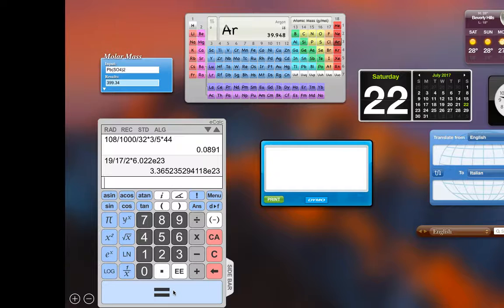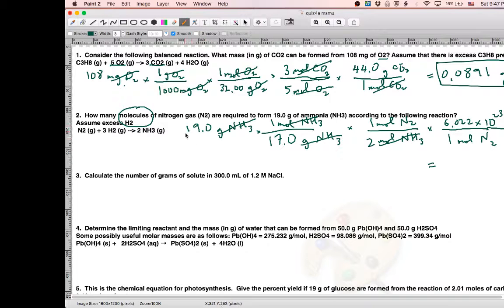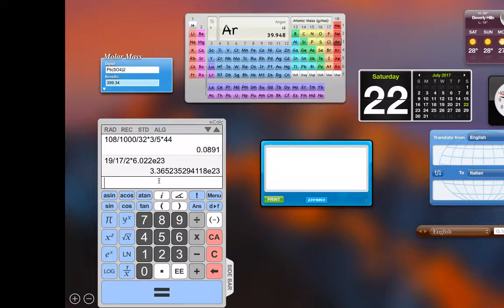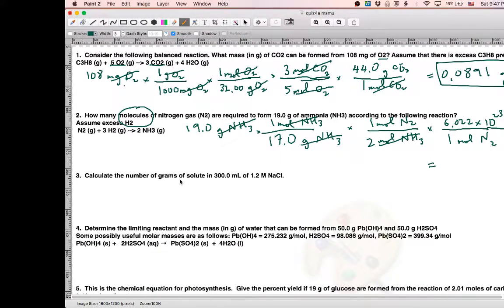Okay, how many significant figures do I need? 3 significant figures. There's only one measurement here. It's that one. This one is a measurement, but I could have taken this out to as many significant figures as I needed, up to maybe 5, whatever the periodic table could give me, but I only needed 3. So 3.37 times 10 to the 23rd molecules.